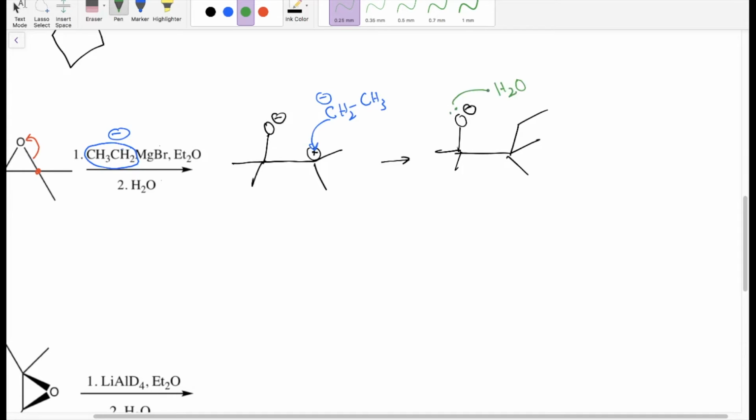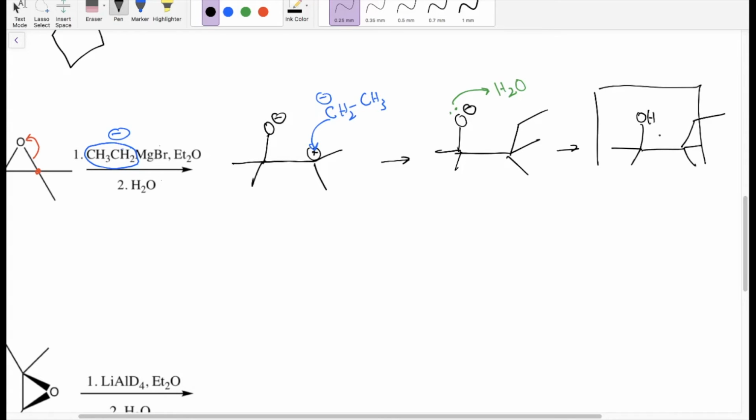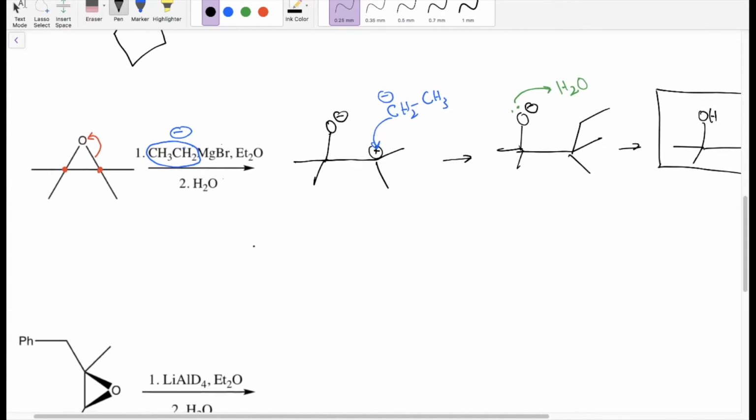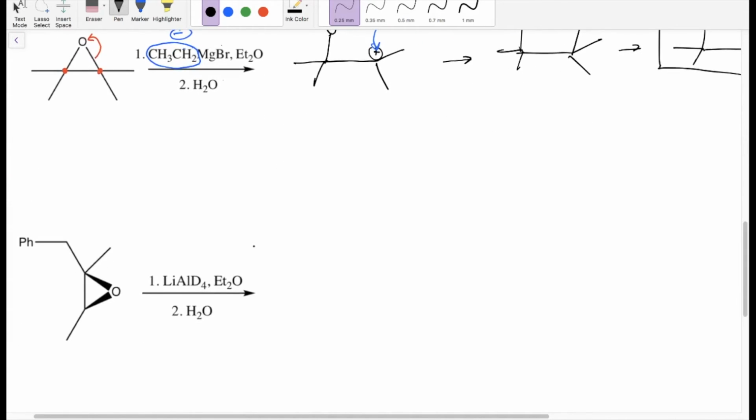The lone pairs on this thing come and attack that oxygen, and you end up getting an OH plus this molecule right here. Oops. That should be our product for the second problem. These are all pretty similar mechanisms. The only important part is that we really understand which carbon we're attacking and why. Okay? So what kind of a reaction is this one going to be?